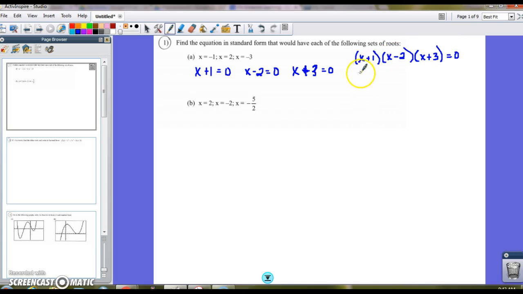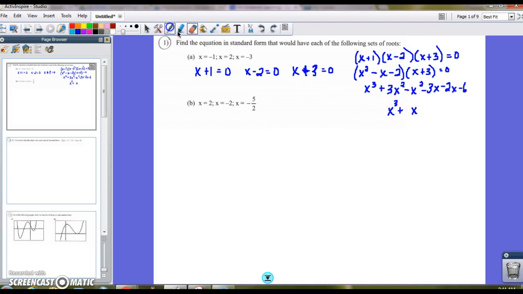I would multiply the first two together first. That gives you x squared minus x minus 2. Multiply that by x plus 3, and you end up with x cubed plus 3x squared minus x squared minus 3x minus 2x minus 6. If you combine your like terms, we end up with x cubed plus 2x squared minus 5x minus 6, and that would be your function f of x. Make sure that you write an equation, otherwise you will lose a point there.